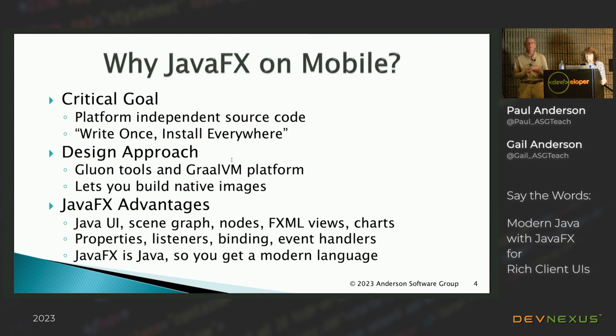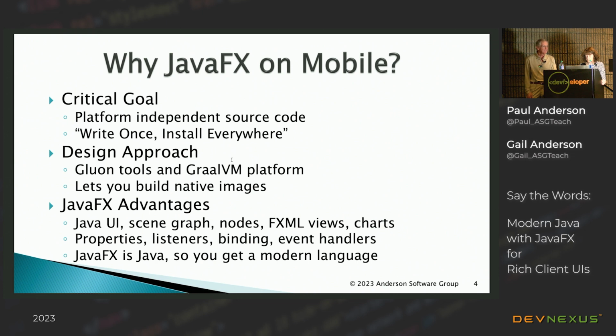We'll also talk about the value of using properties in JavaFX and how to write listeners and how to do property binding and how to write event handlers. And we're going to be doing this all in modern Java too. So we're going to be using streams and lambdas, and so you're going to see a lot of that as well. And remember, JavaFX is Java APIs, so you get a modern language that you can use. And if you already know Java, it's very easy to get up and going in JavaFX.